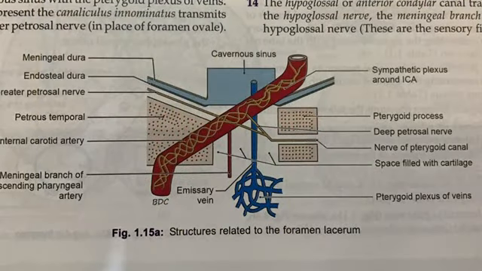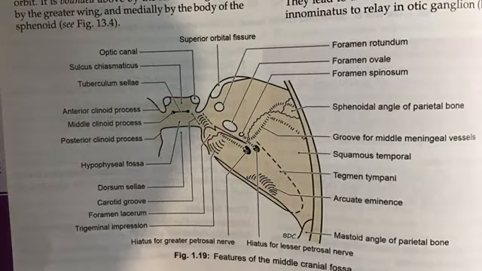An important structure passing through the foramen lacerum is the internal carotid artery with the venous and sympathetic plexus around it, and the greater petrosal nerve unites with the deep petrosal nerve as it leaves the foramen to form the nerve of the pterygoid canal. Here you can see the foramen rotundum, superior orbital fissure above that, optic canal, foramen ovale, spinosum, then greater and lesser petrosal nerve, squamous temporal bone, groove for middle meningeal vessels, and the pterion from inside.